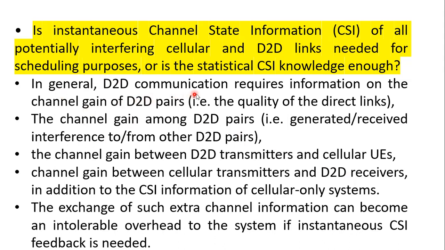In general, D2D communication requires information on the channel gain of the D2D pair, that is, the quality of the direct link. Next, the channel gain among D2D pairs will be required. The channel gain between D2D transmitters and cellular user interface will be required. Channel gain between cellular transmitters and D2D receivers is required. In addition to the CSI information of a cellular only system, all this information will be required. Okay, the exchange of such extra channel information can be an intolerable overhead to the system if instantaneous CSI feedback is needed.